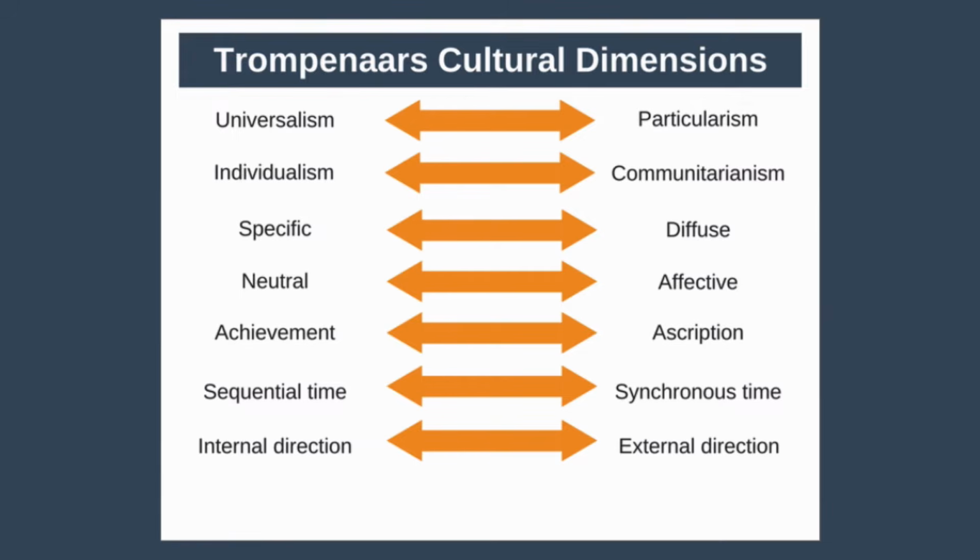Now, the model works by differentiating cultures based on their preferences in the 7 dimensions you can see here. So we have Universalism versus Particularism, Individualism versus communitarianism, specific versus diffuse, neutral versus affective, achievement versus ascription, sequential time versus synchronous time, and finally internal direction versus external direction.